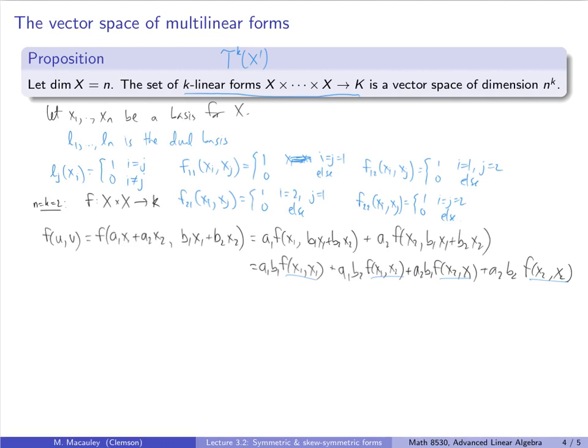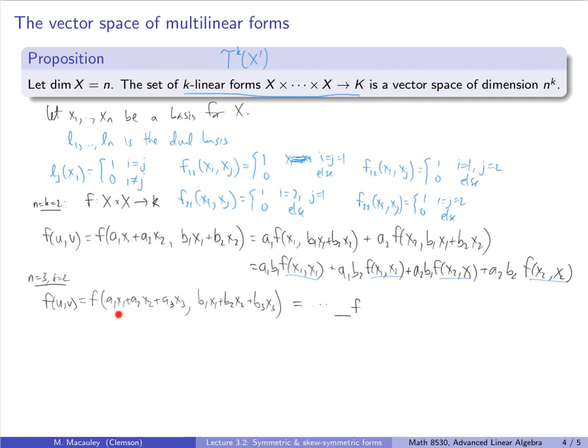So let's start with how do I want to do this? When n equals 3, so n is the dimension, and k equals 2. In this case, f of u, v is f of a1 x1 plus a2 x2 plus a3 x3 and b1 x1 plus b2 x2 plus b3 x3. And if we do the same thing, how about if I do it like this? Just some constant times f.